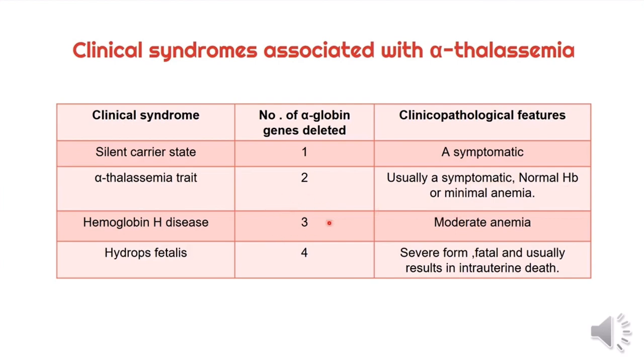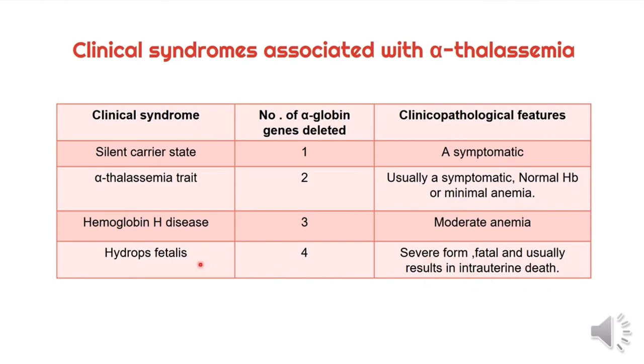If 3 alpha globin genes are deleted, this will result in hemoglobin H disease, and this will result in moderate anemia. While the most severe form, when we have 4 alpha globin genes deleted, results in a condition called hydrops fetalis. It's a severe form and it's fatal and usually results in intrauterine death.